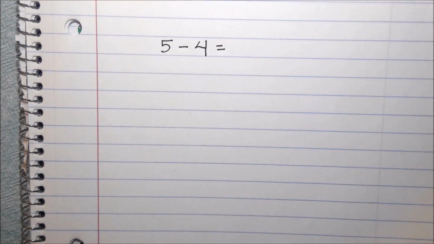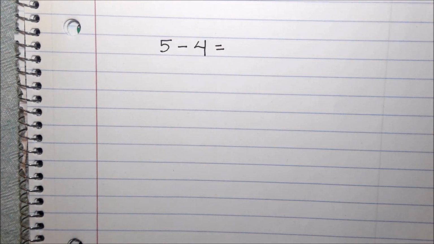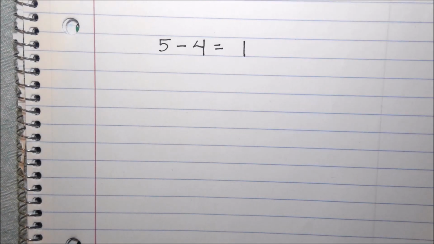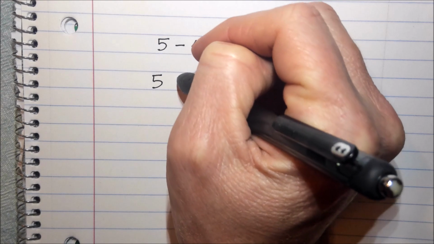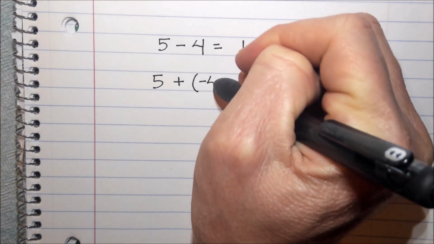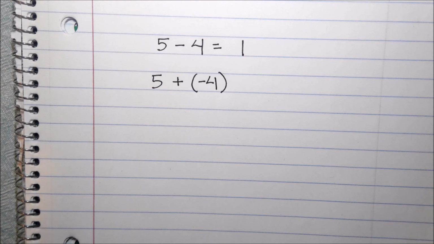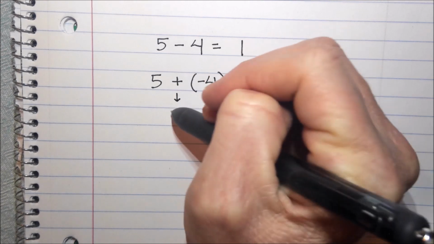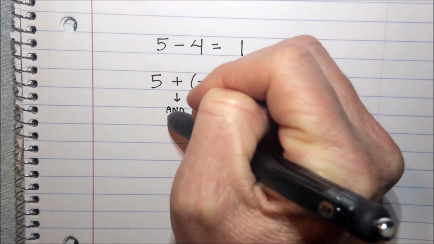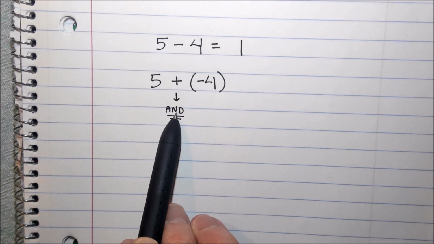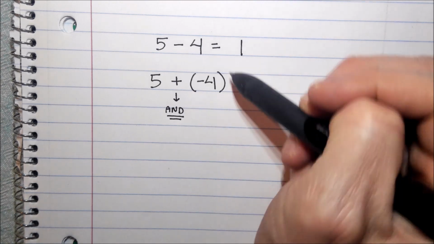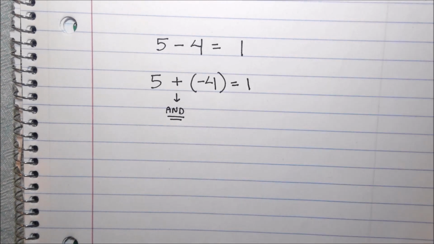Let's take a basic math problem like 5 minus 4. Guys, you don't even have to think about it. You automatically know it's 1. It's pretty easy. Now let's confuse you a little bit and do 5 plus -4. So now you might be a tad bit confused. Well, let's look at it. That plus, I want you to always think of an addition sign as the word "and." Okay? So now it says 5 and -4. It's 1.